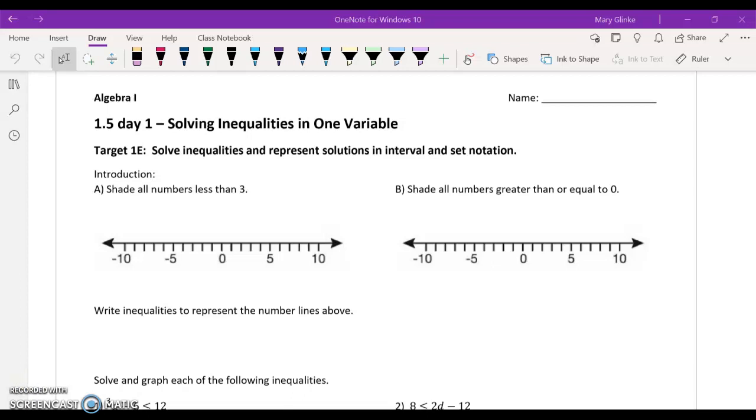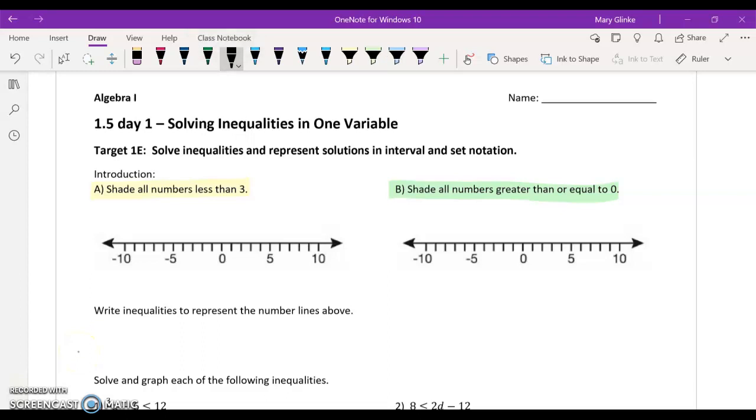Hello, today we're going to go over solving inequalities with one variable. So the first thing we're going to do is talk about inequalities. Looking at this introduction, I'd like you to do two things. First, take this number line and shade all of the numbers that are less than 3. And then for the next one, shade all of the numbers that are greater than or equal to 0.